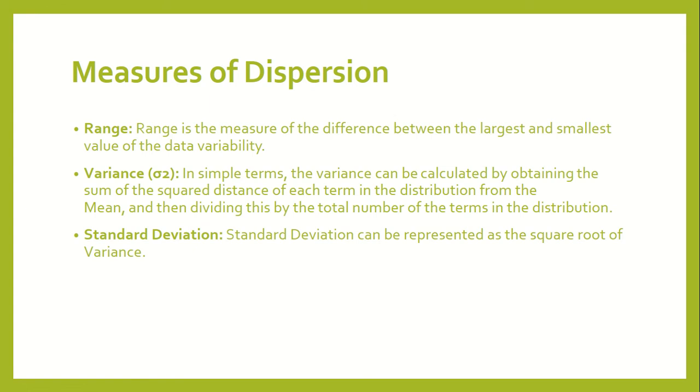Next is the measures of dispersion. We have here the range, which is the measure of the difference between the largest and the smallest value of the data variability. Next is the variance. In simple terms, the variance can be calculated by obtaining the sum of the square distance of each term in distribution from the mean, and then dividing this by the total number of terms in distribution. And lastly is the standard deviation, which can be represented as the square root of variance.